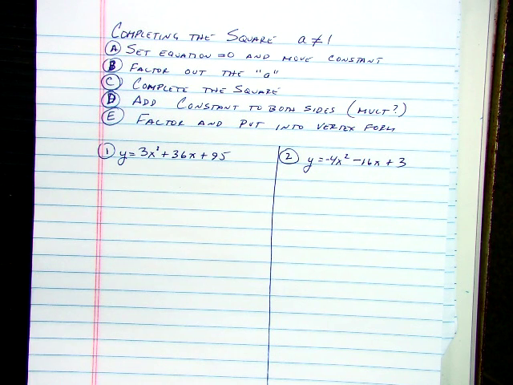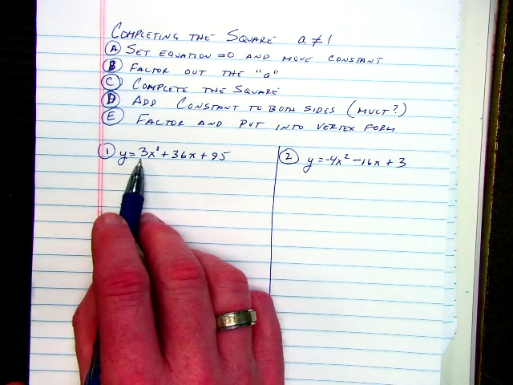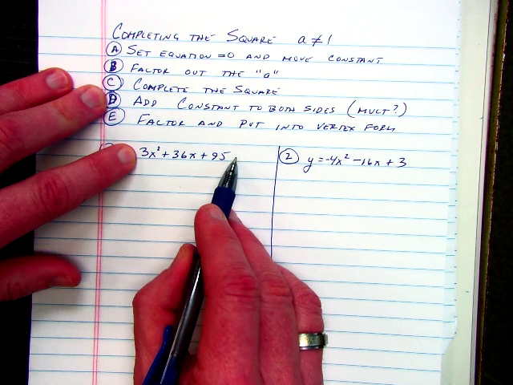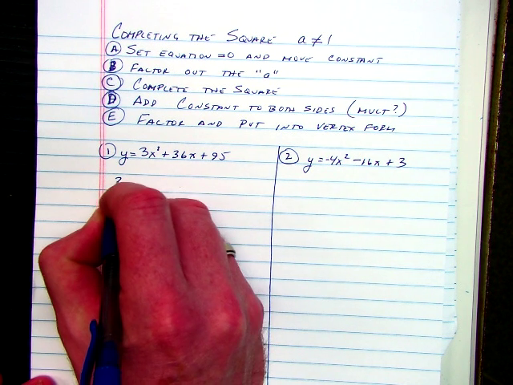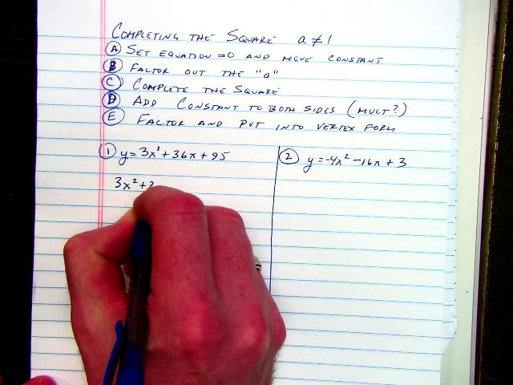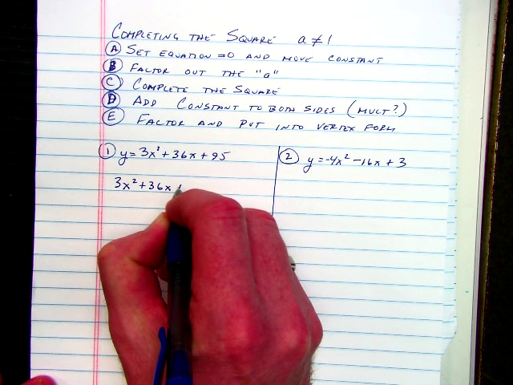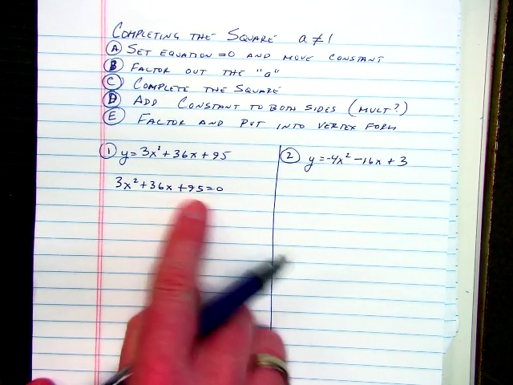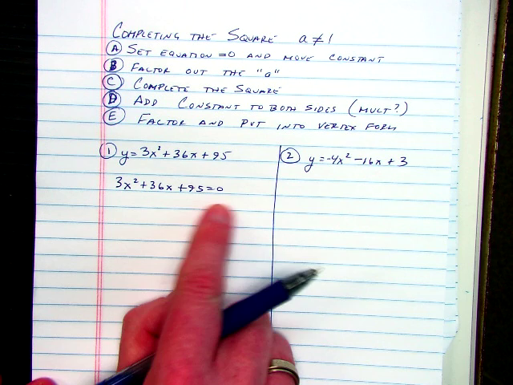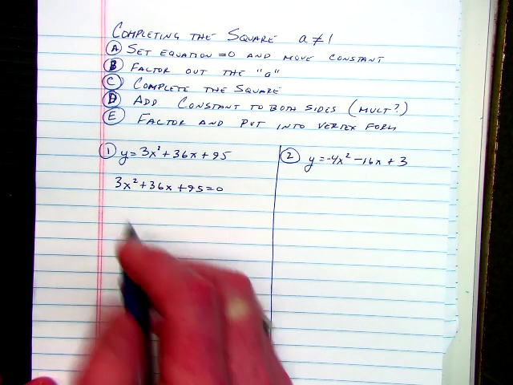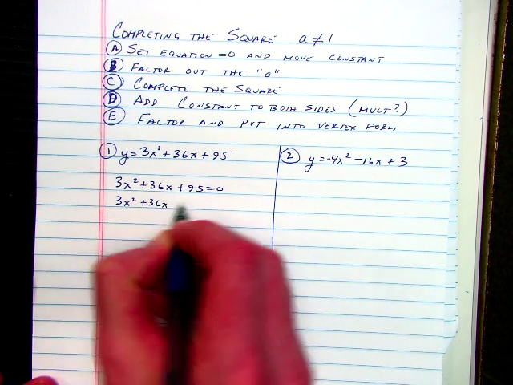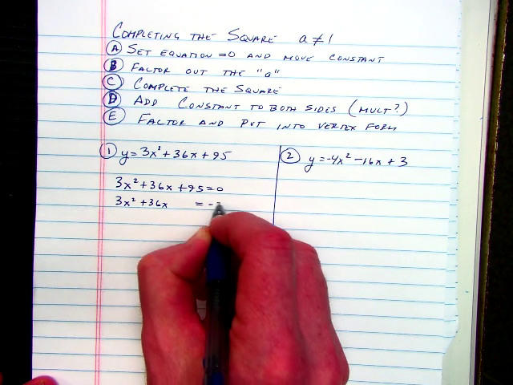Okay, so like we did before, we're going to set this equal to 0. I'm going to put the 0 over here though. So I get 3x squared plus 36x plus 95 equals 0. We're going to move the constant over, which makes that negative 95. On this one, I'll do it all in one step. So I get 3x squared plus 36x equals negative 95.